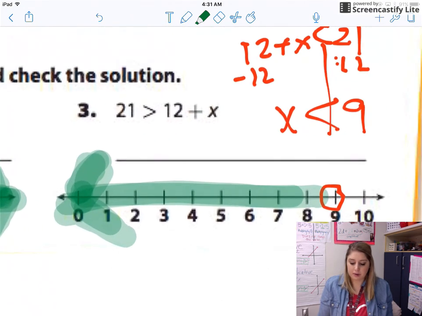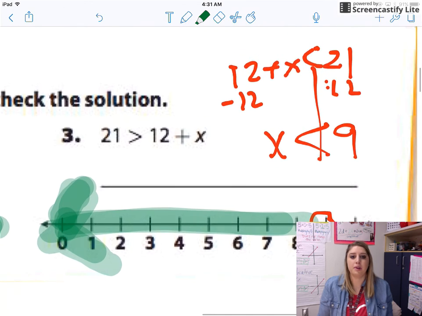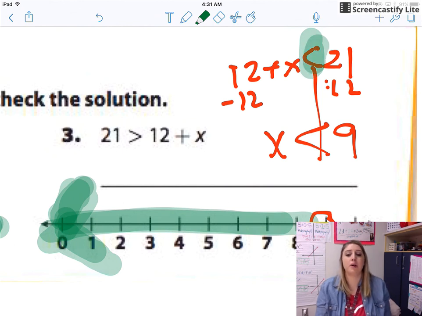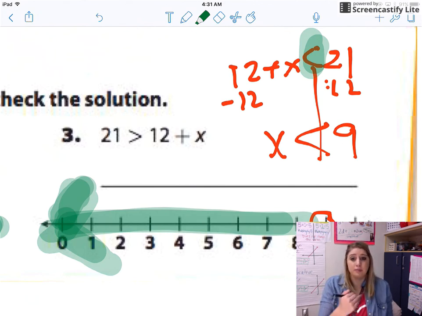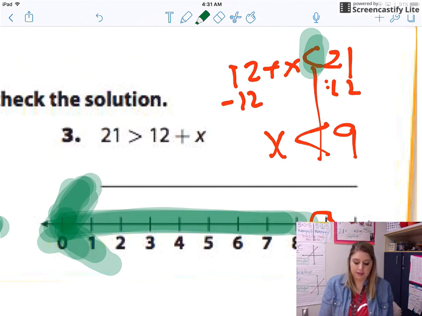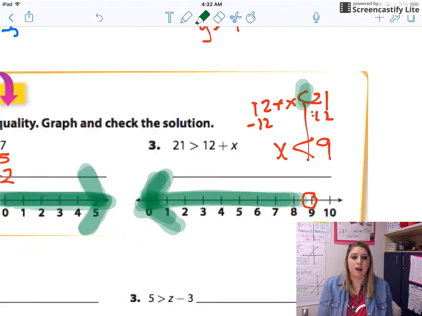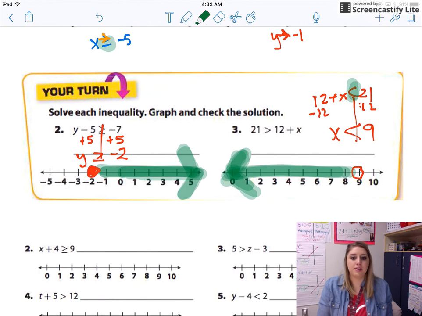On this next one, make sure you don't get mixed up. When you switch those, don't forget that you have to switch the inequality sign here. So I have 12 plus x is less than 21. I have to flip-flop everything. This leaves me with x is less than 9 when I subtract 12 from both sides. Then I'm going to graph this and make sure there's an open circle because it doesn't have a line underneath.